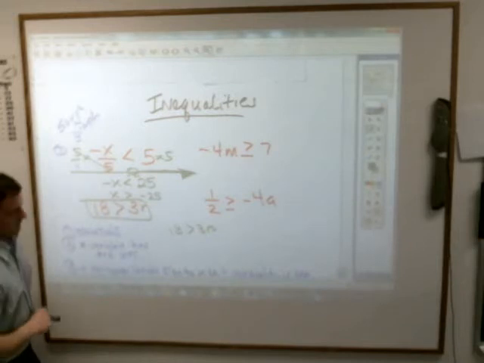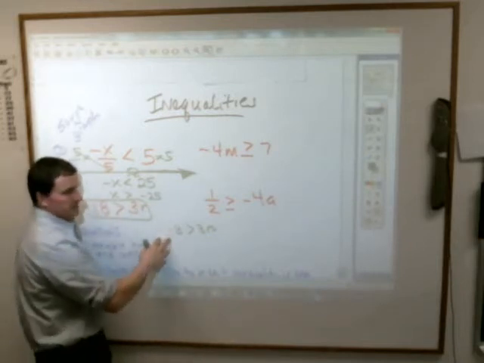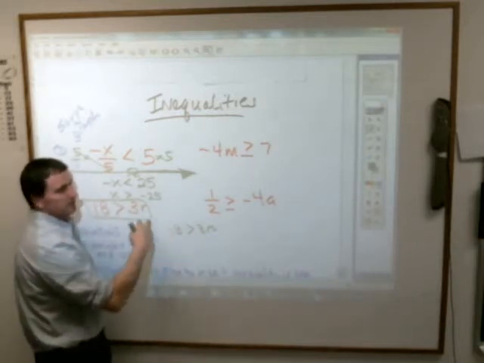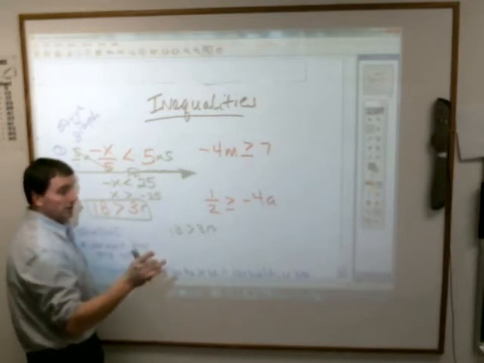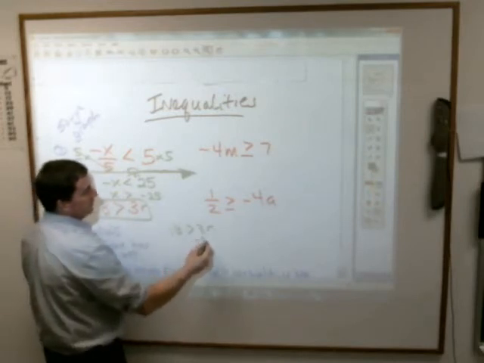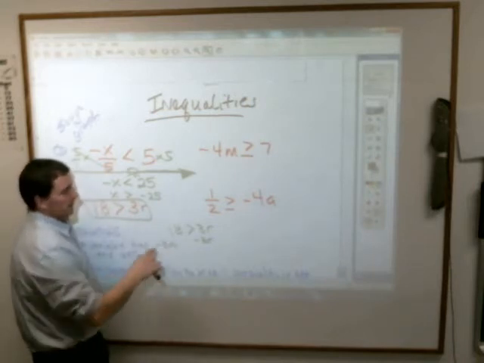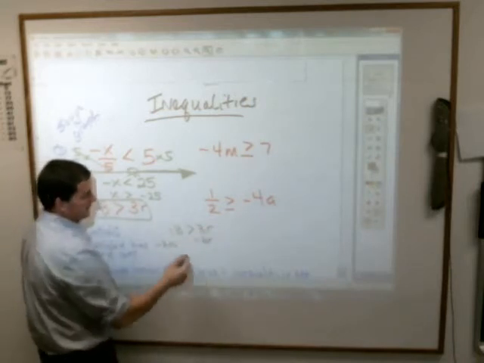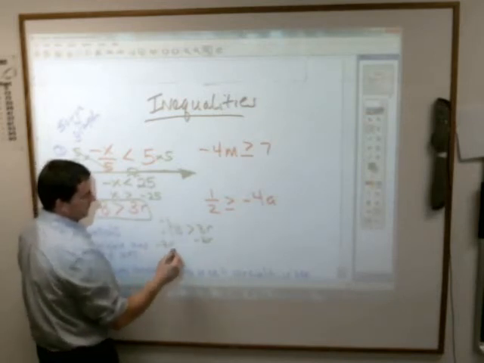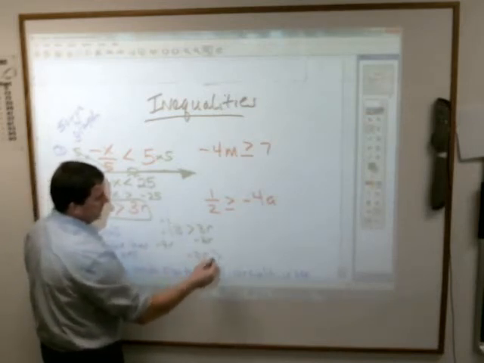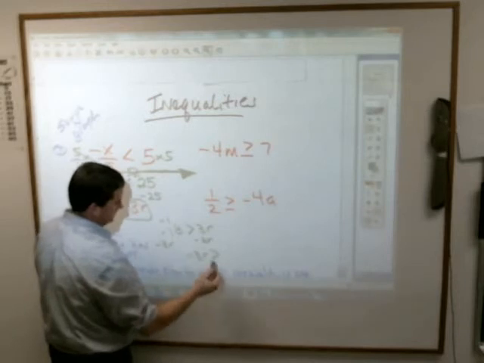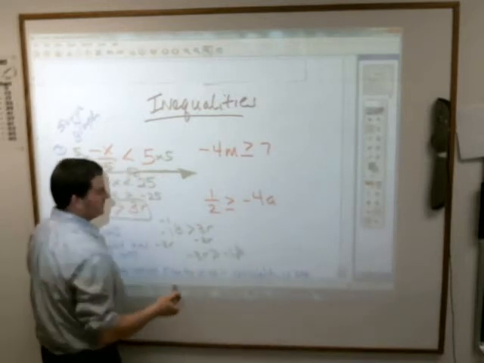Okay, you need to get the r over to this side. How are you going to get the r over to this side? Well, a couple different ways you can do it. You could subtract 3r to get it over here, so you end up with a negative 3r over here, and then subtract 18 to get it to the other side. So you end up with negative 3r is greater than negative 18.